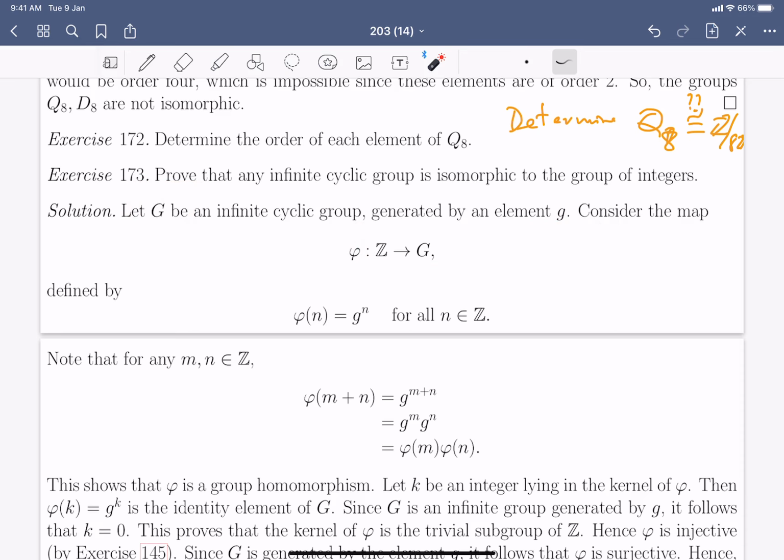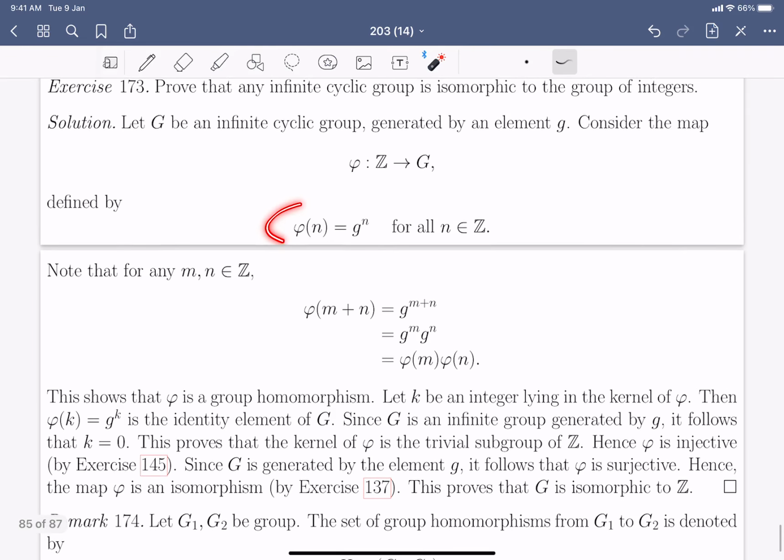Okay, this is an argument that you have seen over and over again in some form or the other. This is one of the standard arguments. We send the integer n to g power n, for all n in Z, and then we first show that this phi is a group homomorphism.